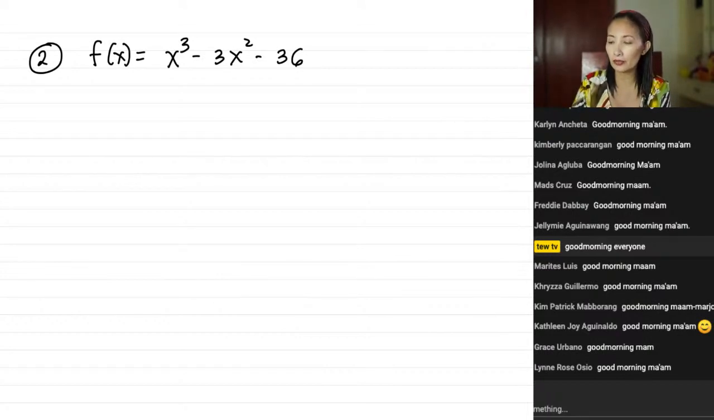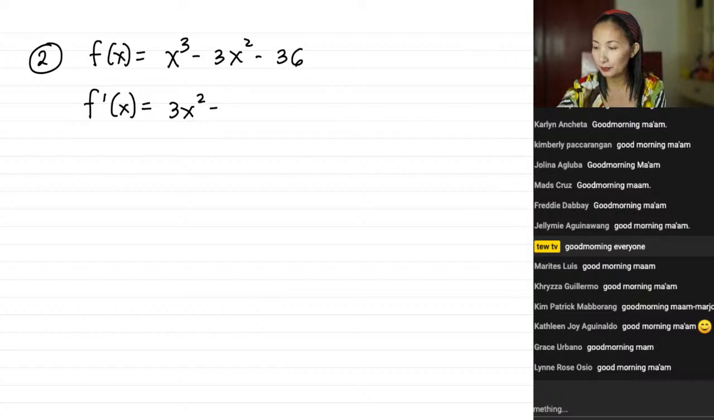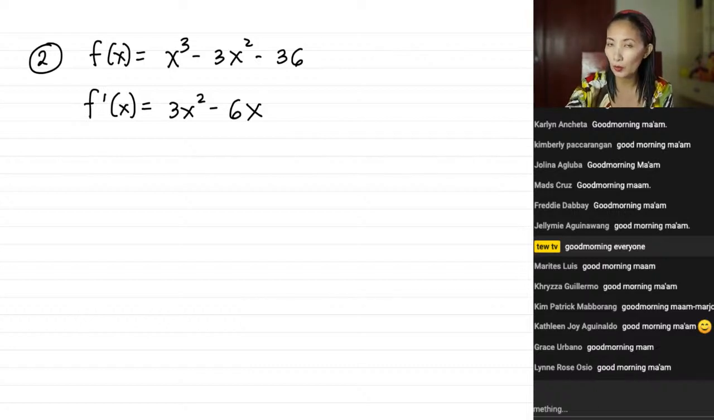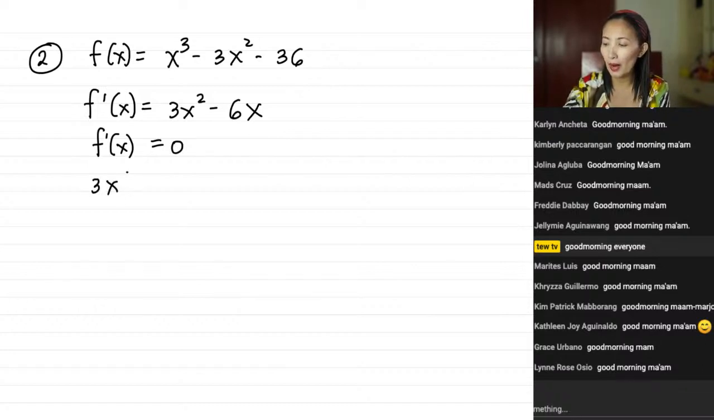Find the first derivative. So let's differentiate. f prime of x equals, the derivative of x cubed is 3x squared, minus 6x, and the derivative of 36, which is a constant, is 0. Then from here, what shall we do next? We equate the first derivative to 0. f prime of x equals 0 to solve for the critical numbers. 3x squared minus 6x equals 0.